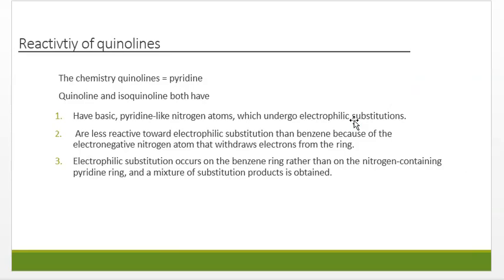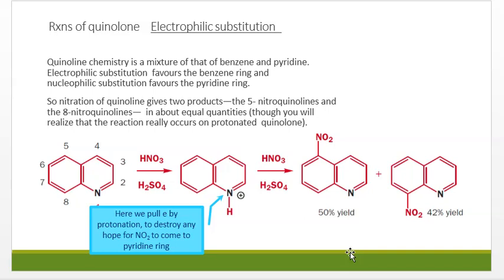Reactivity of quinolines. The chemistry of quinolines is close to pyridine. Quinoline and isoquinoline both have basic pyridine-like nitrogen atoms which undergo electrophilic substitutions, but are less reactive toward electrophilic substitution than benzene because of the electronegative nitrogen atom that withdraws electrons from the ring. Electrophilic substitution occurs on the benzene ring rather than on the nitrogen-containing pyridine ring, and a mixture of substitution products is obtained. Reactions of quinoline: electrophilic substitution.